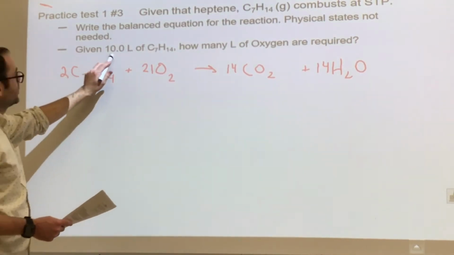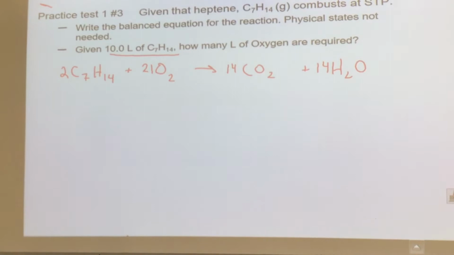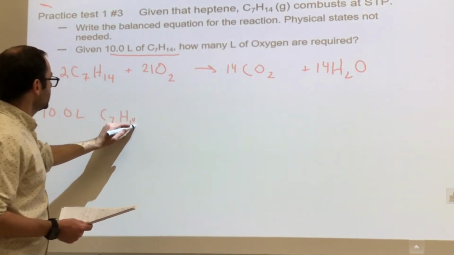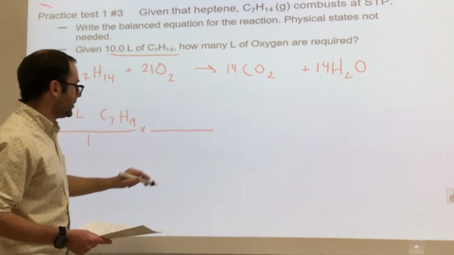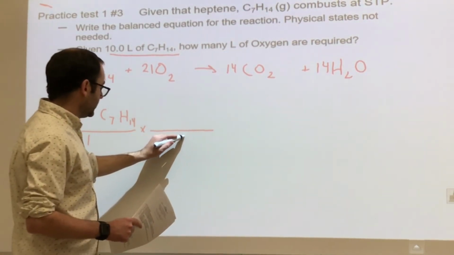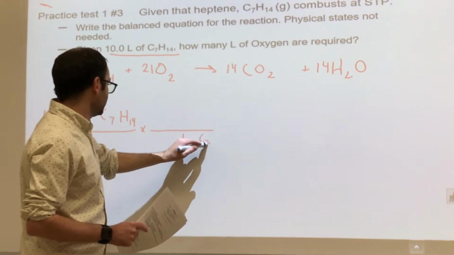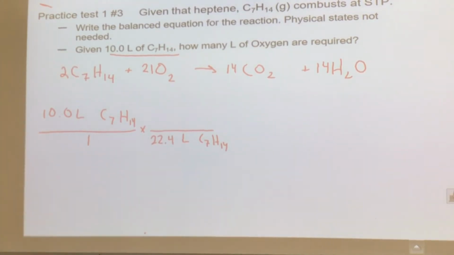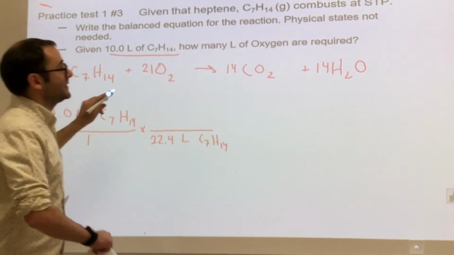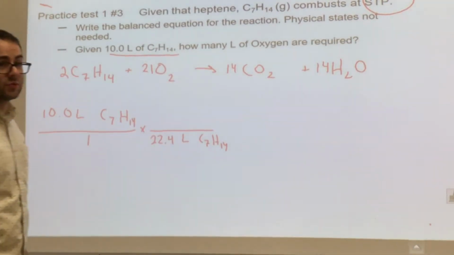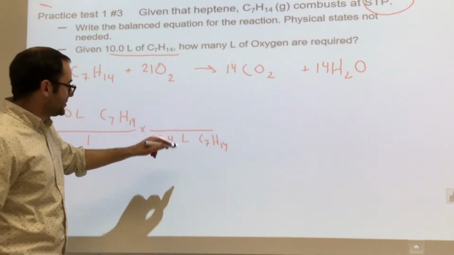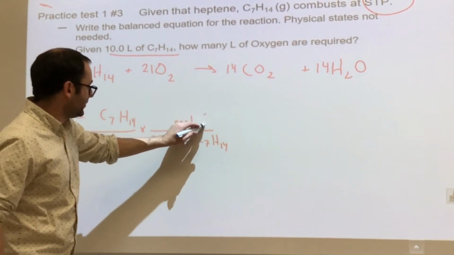Given 10 liters of that heptene, how many liters of oxygen are required? So we start off with 10 liters, C7H14. And then what do we put on the bottom? Good. Liters of C7H14, and I heard 22.4. Why can we use 22.4? Yeah, good, and it says it's at STP. Which all the problems will be this chapter, but just keep that in mind. So 22.4 liters of heptene equals, good, 1 mole of heptene.